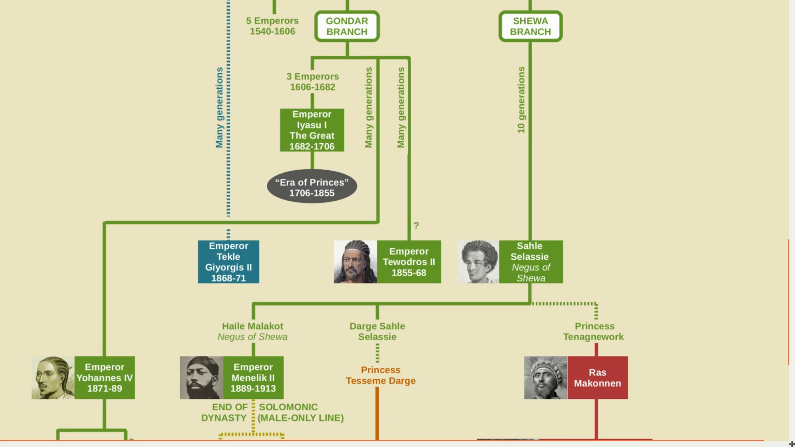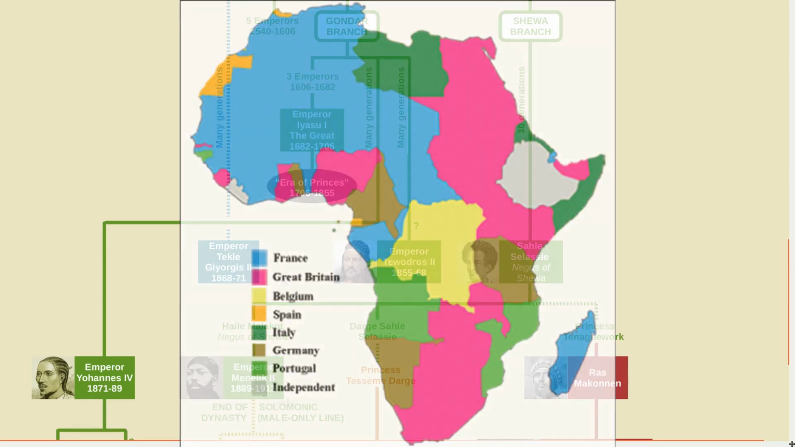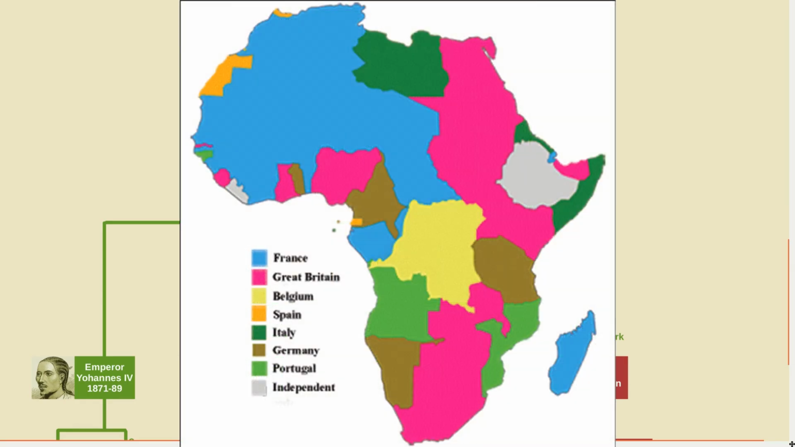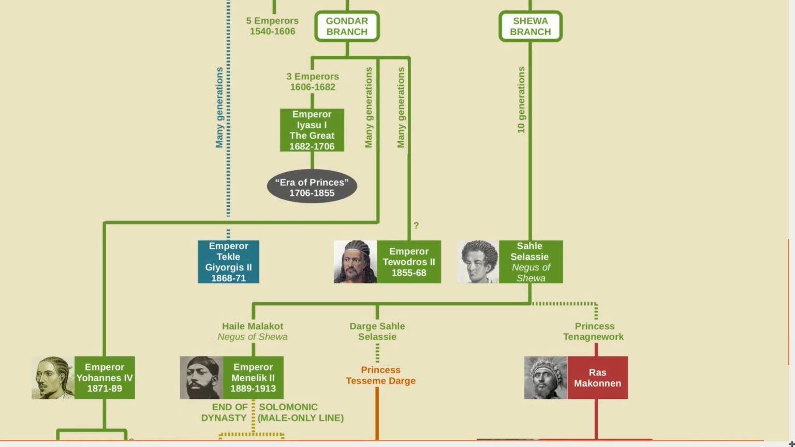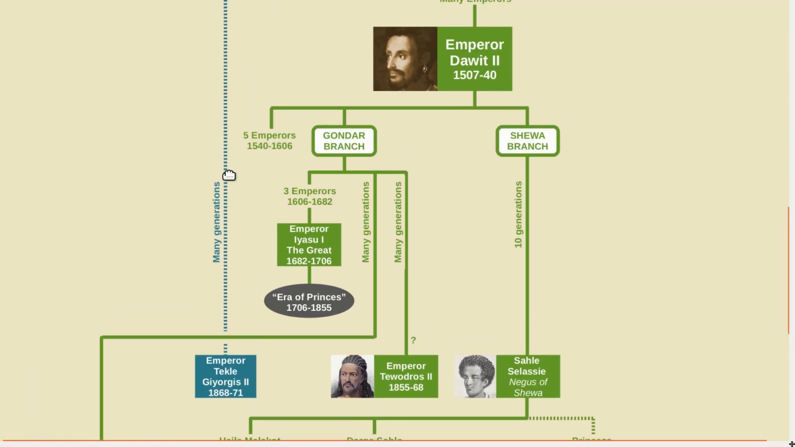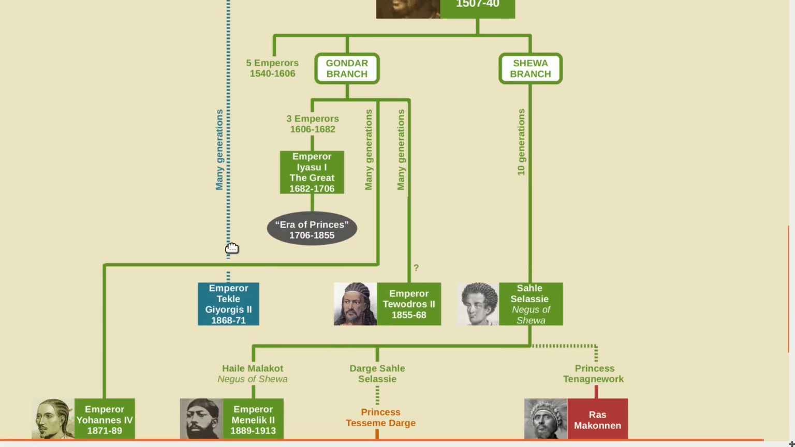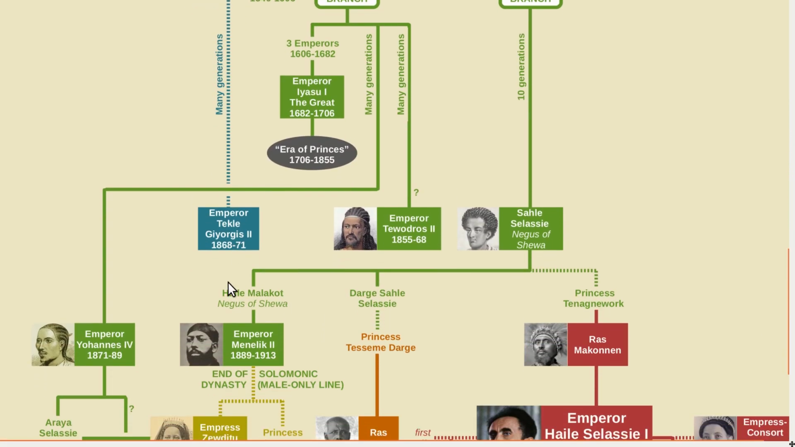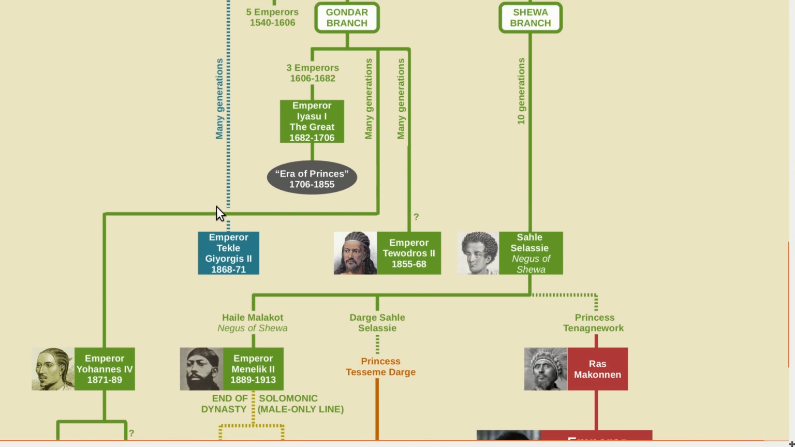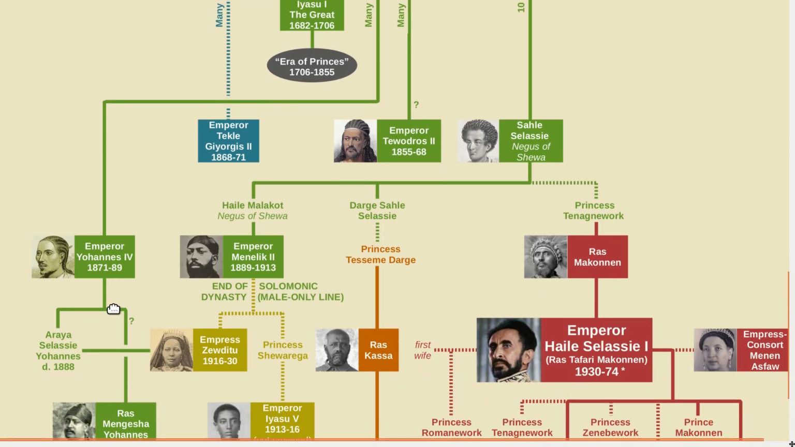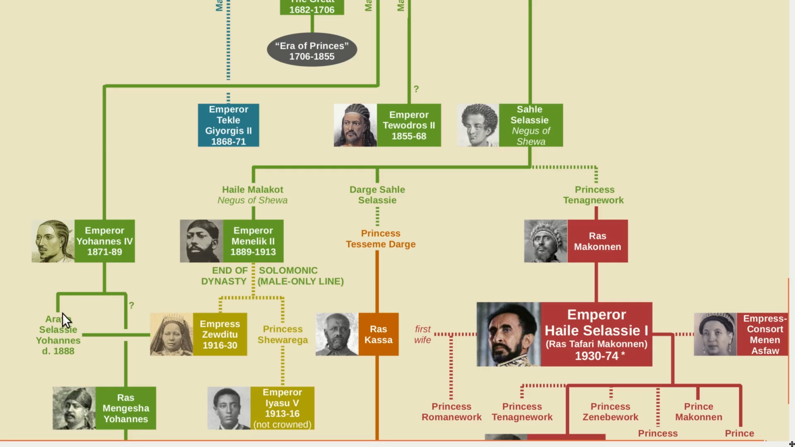In fact, Ethiopia was the only country in Africa that was not claimed by Europeans during this time period, known as the Scramble for Africa. After Tewodros, a descendant of the earlier Zagwe dynasty claimed the emperorship for a few years, but then he was defeated by Emperor Johannes IV, another descendant of the Gondar branch of the Solomonic dynasty. But his son and appointed heir died shortly before him.